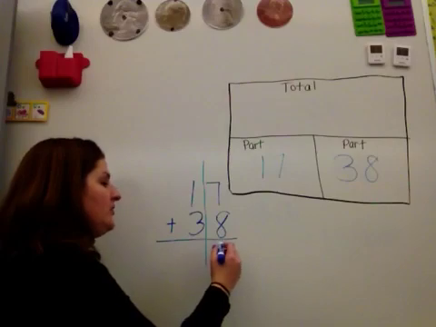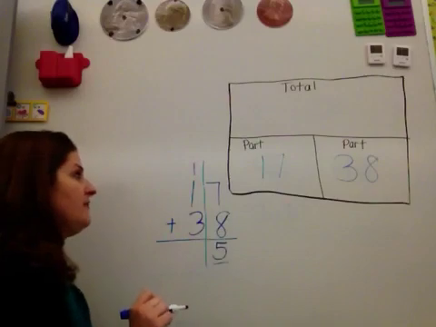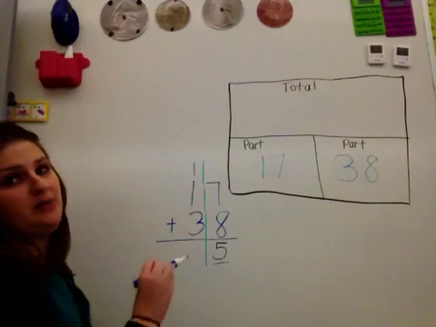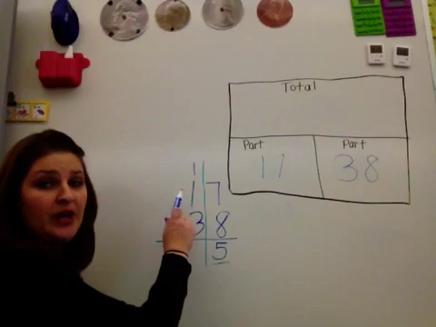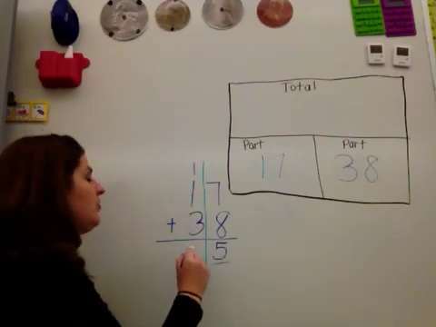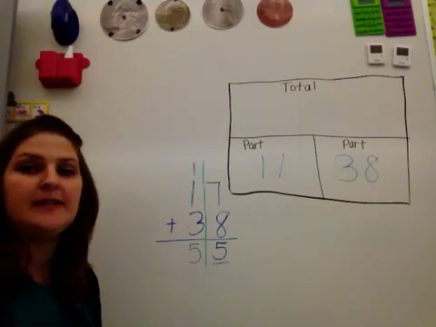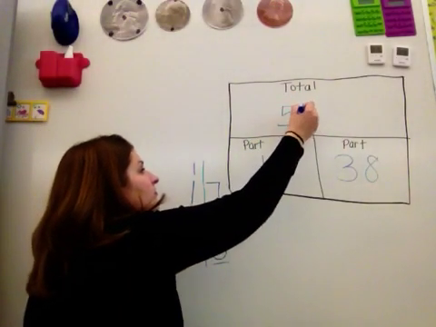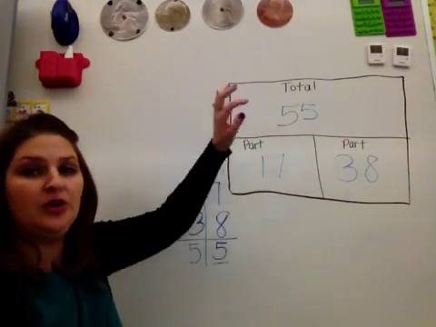So we write the ones, which is our 5, and we carry that tens over there. So now, don't forget, you have to add all 3 of these numbers. So you have to do 1 plus 1, which equals 2, and then do your 2 plus 3, which equals 5. So now your answer is 55. So that's going to go in our total. When we add these 2 numbers together, we're going to end up with the total.